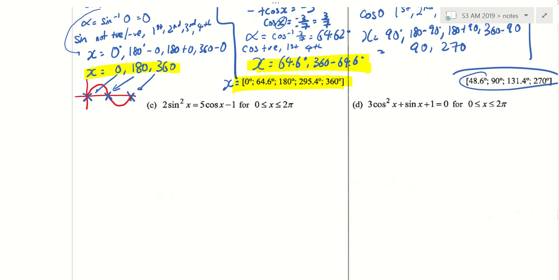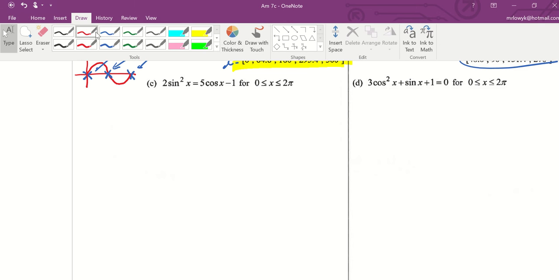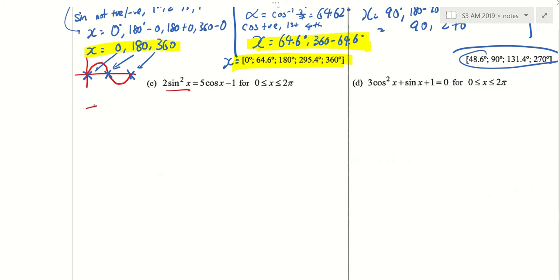Now, let's look at C. Who is stuck in C? So, let's go through C because it's the first time. Let's do together. Whenever you see sine square, remember to bring out the identity. So, which identity do I bring out? I bring out number 1. Sine square x plus cosine square x equals to 1.